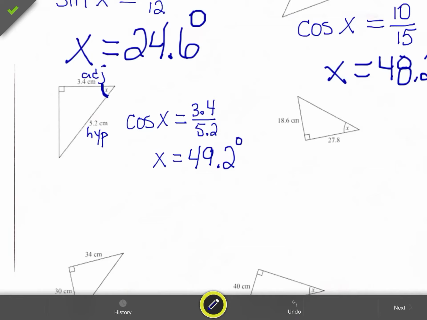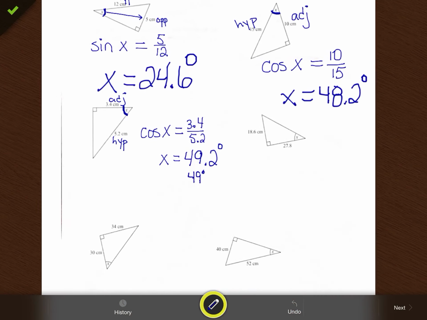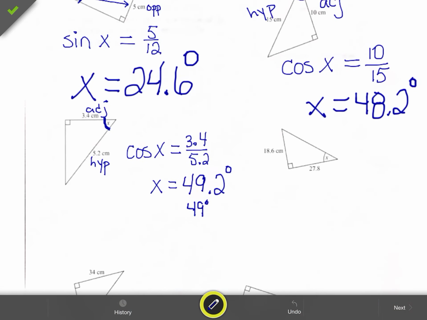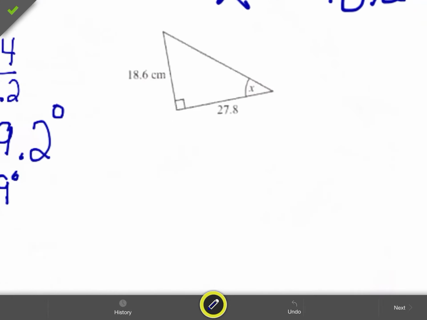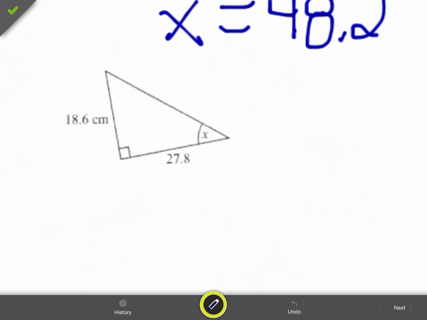Again, sometimes they'll ask just for the whole number. So if they wanted just the whole number, you would just write 49 degrees. If they wanted the whole number in number 1, or the first example, 24.6, that would round up to 25 degrees. You have to read the directions to know what they want you to round. All right, let's try one more, and then I'm going to let you try some by yourself.